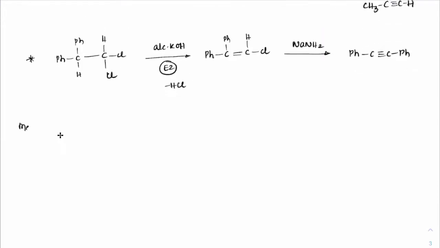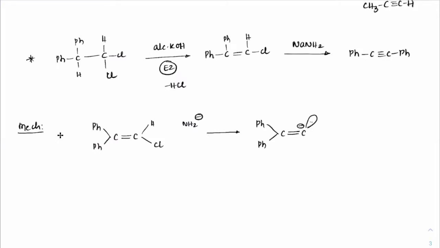Let us see the mechanism, how this is taking place. First, up to this point, it is a simple E2 mechanism. So we have H here and Cl here. Now, because there is strong support of these phenyl groups on the other side here, NH2 minus will take away this H plus from here. So first it will take this H plus, Ph, C, double bond, C. So it would get this minus charge with Cl on it, plus NH3.